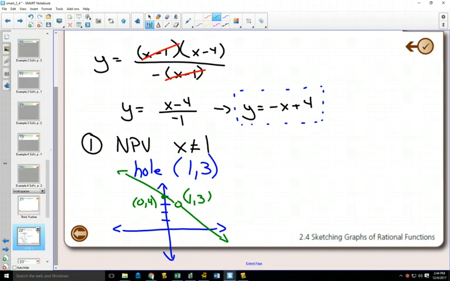And if what you get after that is something simple, like this is a straight line, I could give you a parabola with a hole in it, right? Then you just graph the simplified part and add the hole. Okay, questions for this one are number 3.